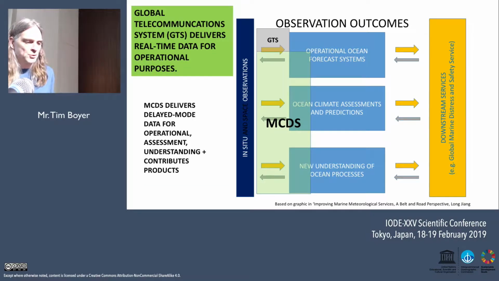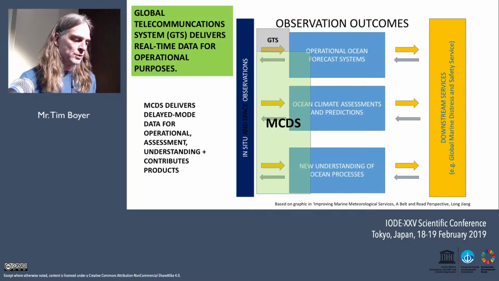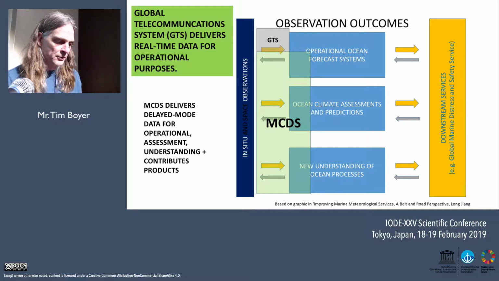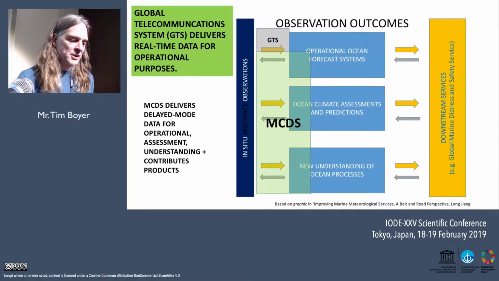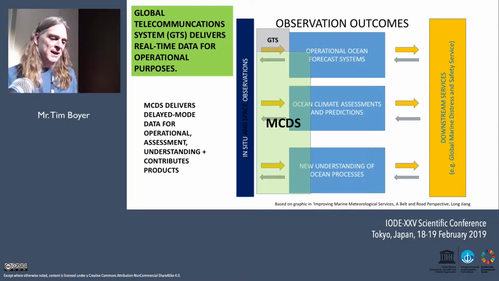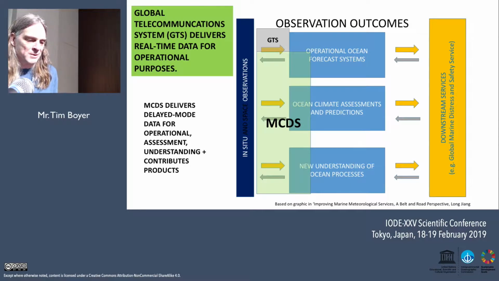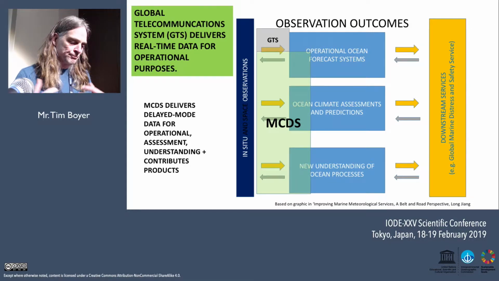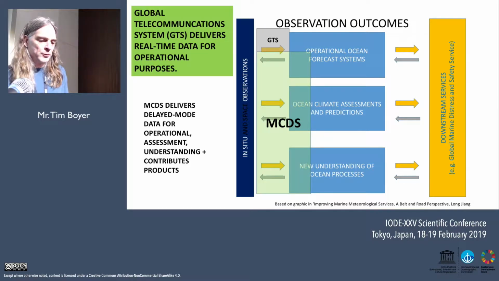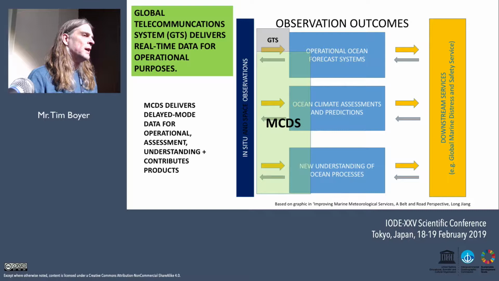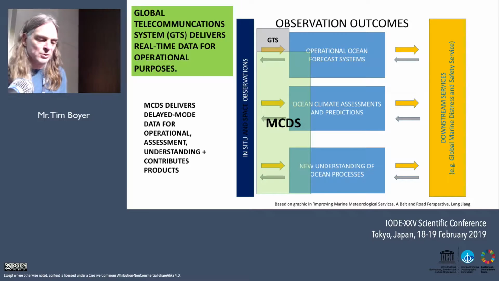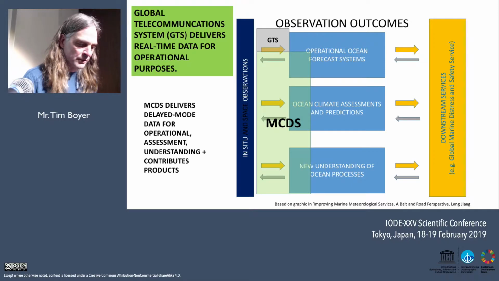And part of that data management is the GTS, which you've heard about and you'll hear about more from Kevin O'Brien, delivers real-time data for operational purposes. I know the GTS is really small here compared to the Marine Climate Data System, but that doesn't reflect their worth or the amount of data they're handling, just that the GTS is basically the near real-time data for the operational oceans and forecast systems. The Marine Climate Data System is what would be termed delayed mode, more data for longer-term use in climate assessments, in research, but also in support of those downstream services.